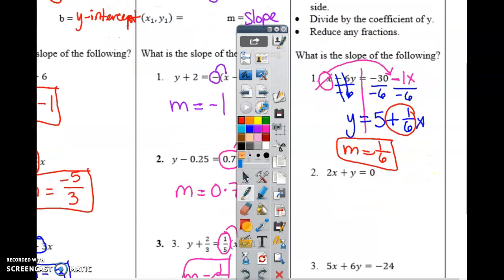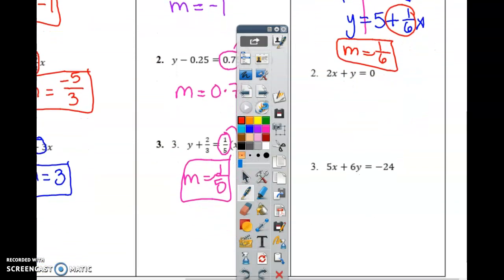Let's do the next one. Is this ready? ¿Está listo? No, it's not ready. So what do I do first? Move the x to the other side. Change the sign to a minus 2x. Divide by the number in front of the y. Is there a number? ¿Hay número? No. So I don't have to divide. I'm done. Y equals 0 minus 2x.